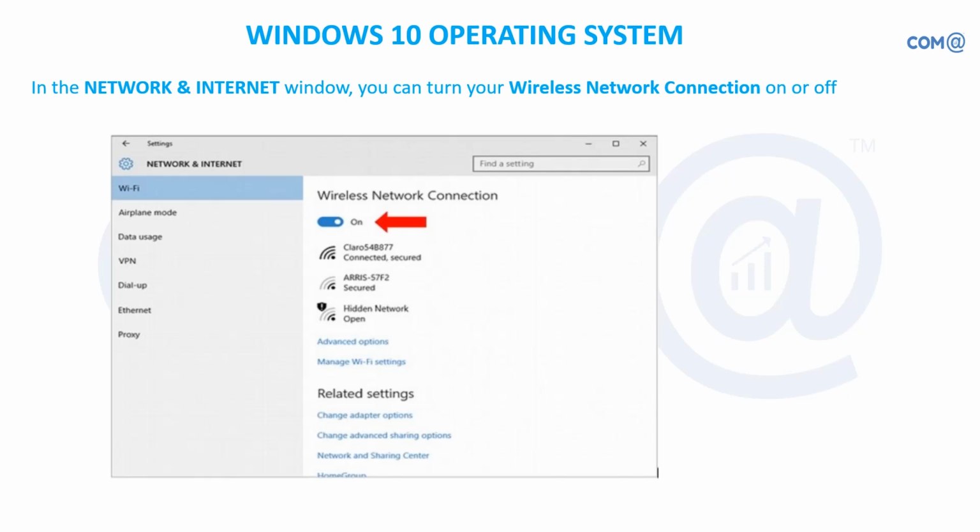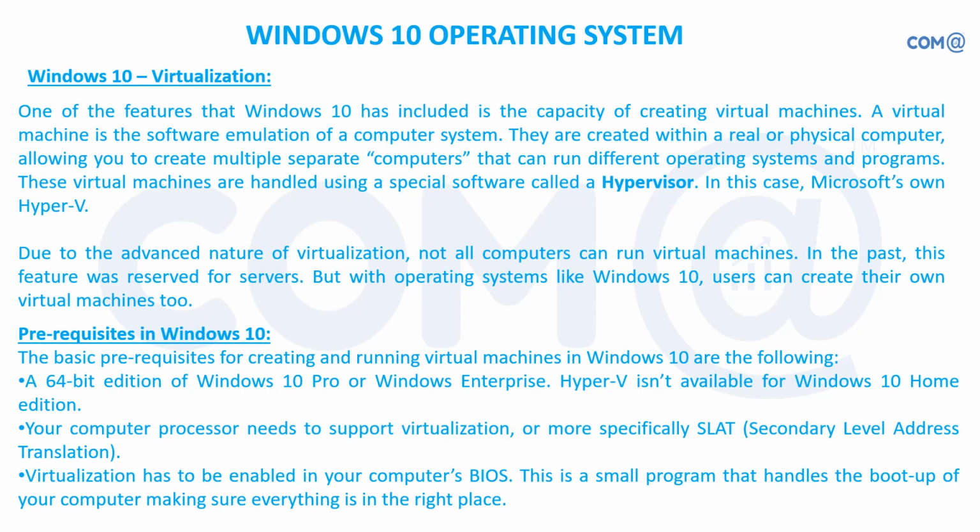So network and intranet settings, you have to go and enable it, and you can find the other options in the page itself. So another important point is virtualization, Windows 10 virtualization.